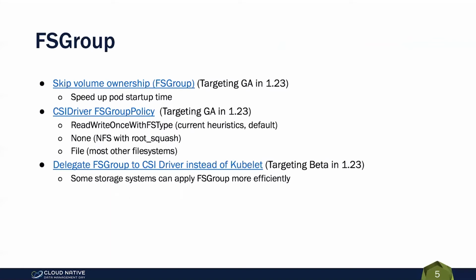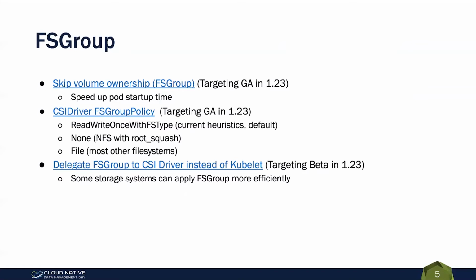So we introduced this skip volume ownership change option so that a user can opt out by setting a flag in pod security context, so that FSGroup will only be applied the first time the pod starts to get the right permissions. After that, pod starts should be fast. This feature is targeting GA in 1.23.